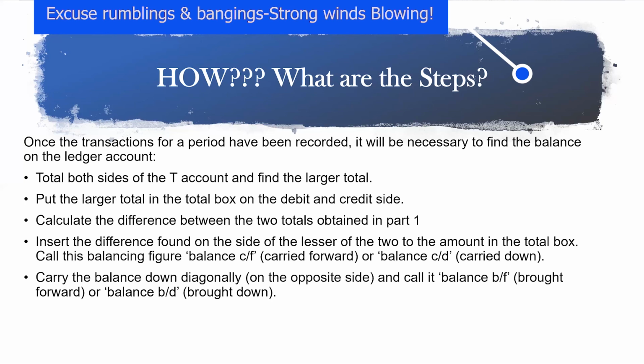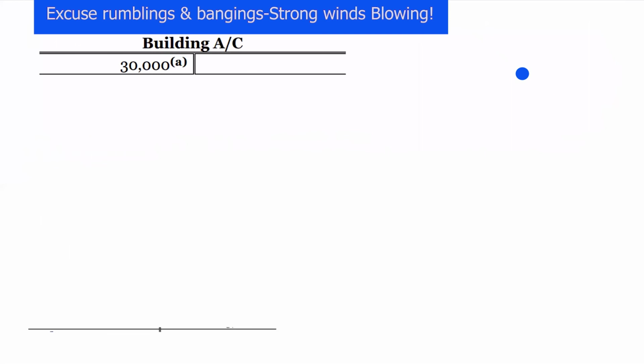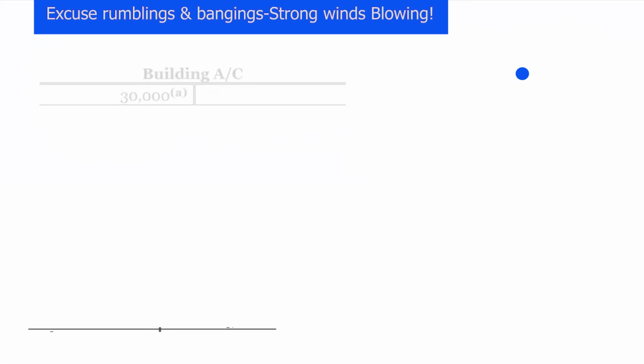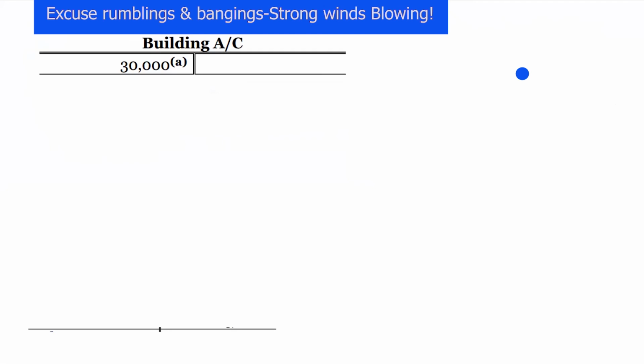So let's see how this looks. Remember, we would have had our building account, and here we only had one entry in our building account, and that was from part A of $30,000. So let's close our building account. The first step says what? We are going to be totaling both sides of the T account and finding the larger total. So here we're totaling both sides. On the debit side you have 30,000, and on the credit side you have 0. So we know the larger side is the debit side of 30. We've made note of that.